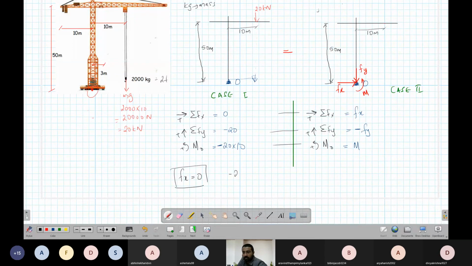We get minus 20 equal to minus Fy. Okay. So maybe I'll write that away. Fy equal to, minus Fy is equal to minus 20. Then minus 200 over, M equal to minus 200.